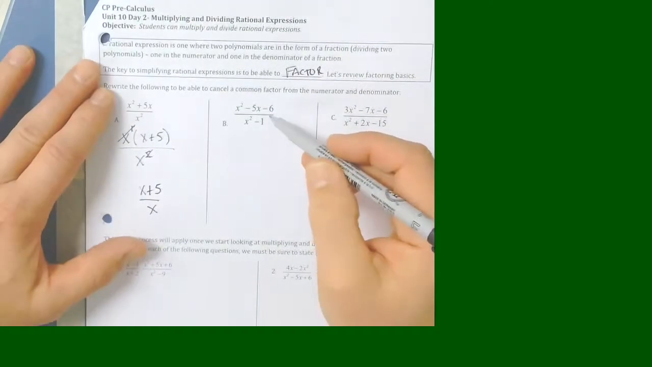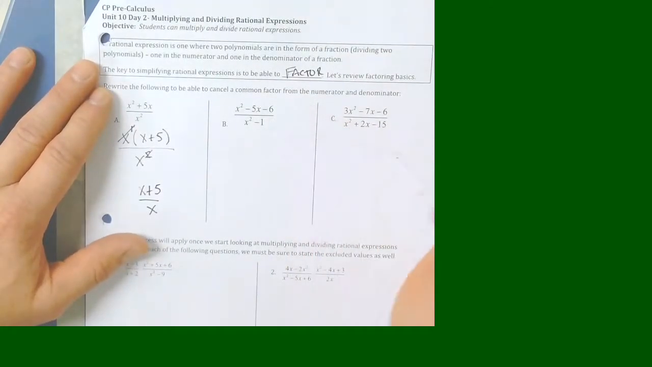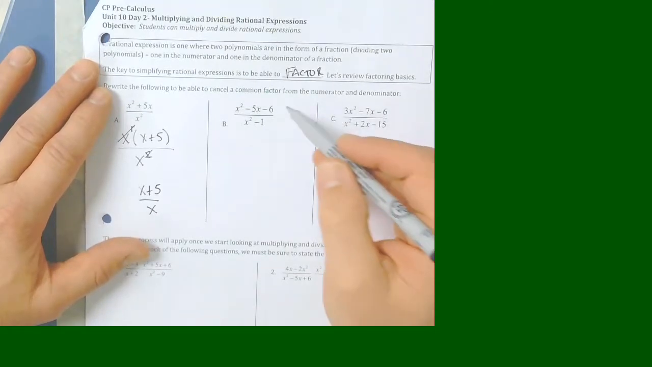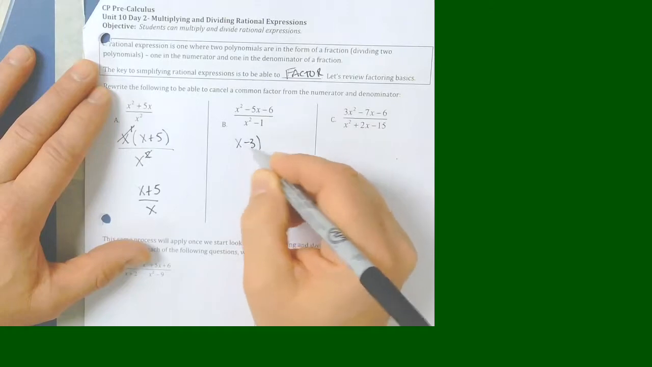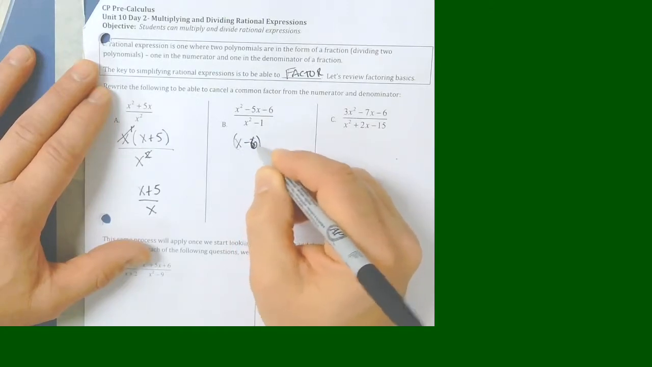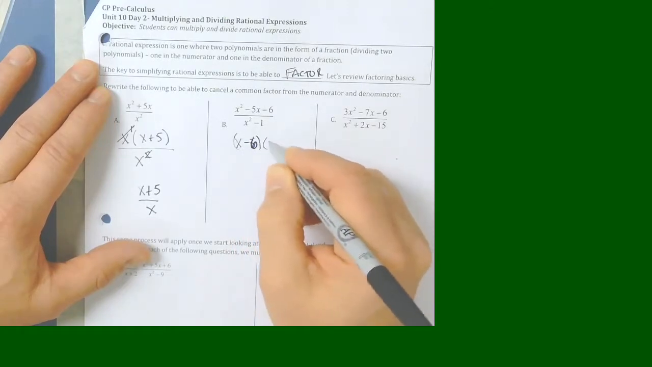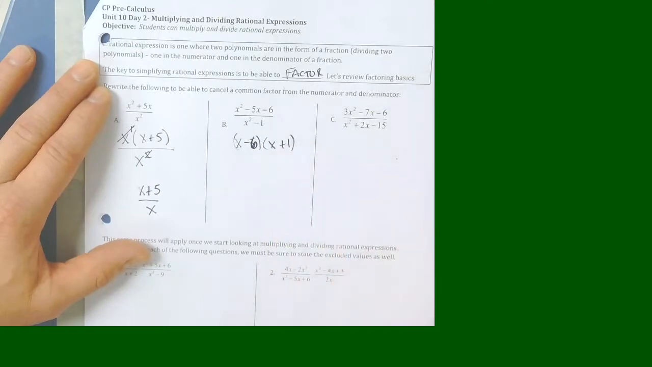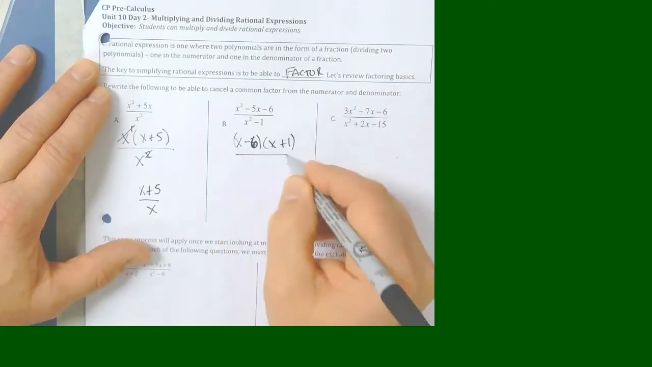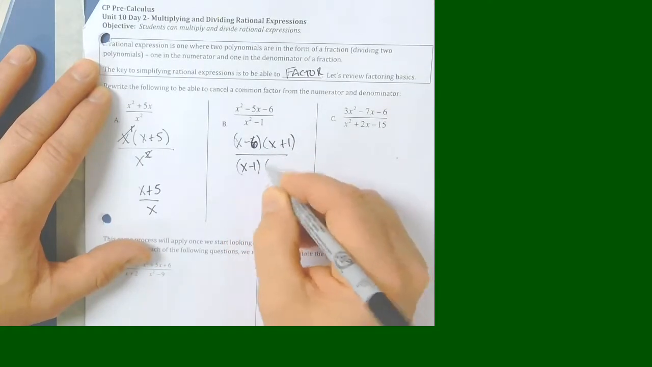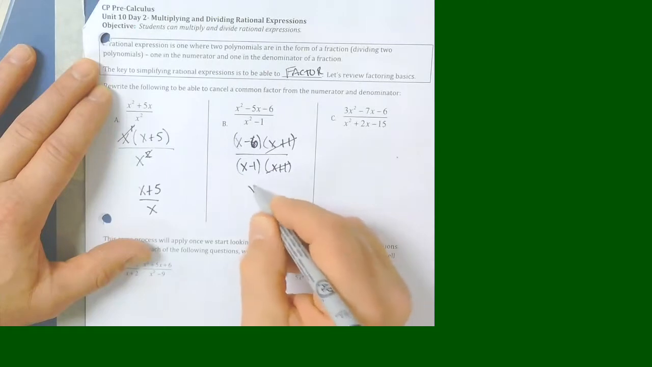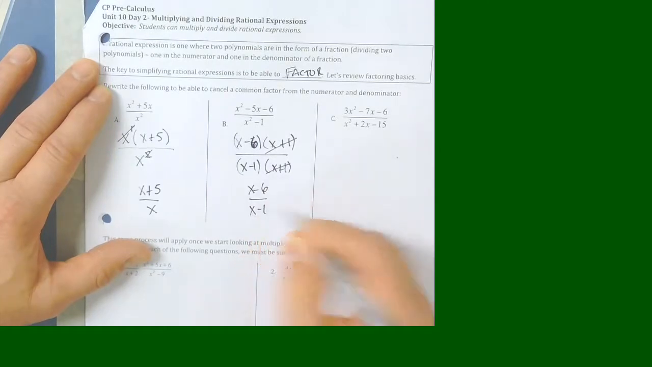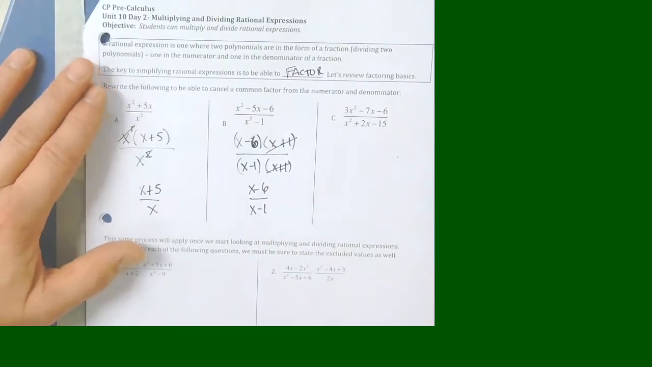x squared minus 5x minus 6 over x squared minus 1. What multiplies to the negative 6? x minus 6, x plus 1, over x minus 1, x plus 1. The x plus 1's cancel. x minus 6 over x minus 1.